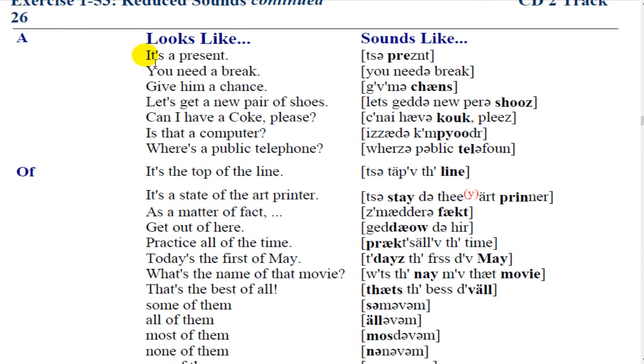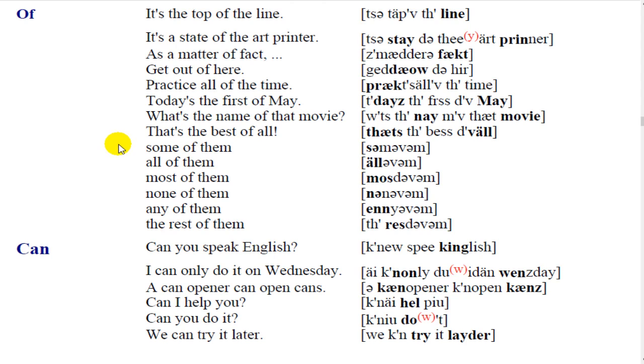It's a present. You need a break. Give him a chance. Let's get a new pair of shoes. Can I have a Coke, please? Is that a computer? Where's a public telephone? It's the top of the line. It's a state-of-the-art printer. As a matter of fact, get out of here. Practice all of the time.